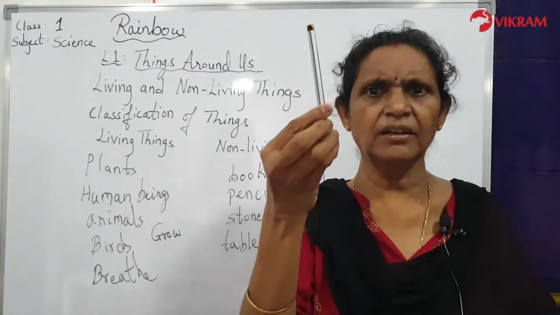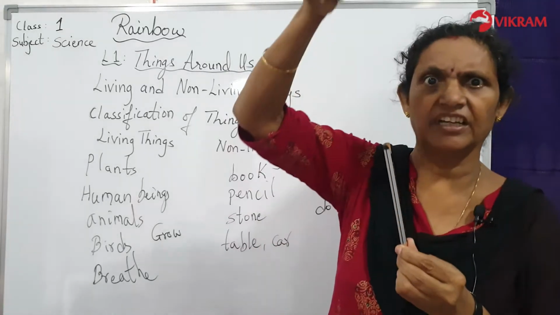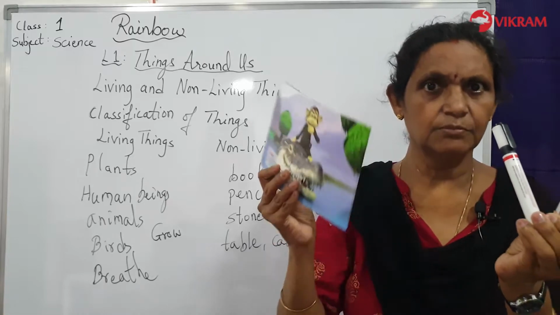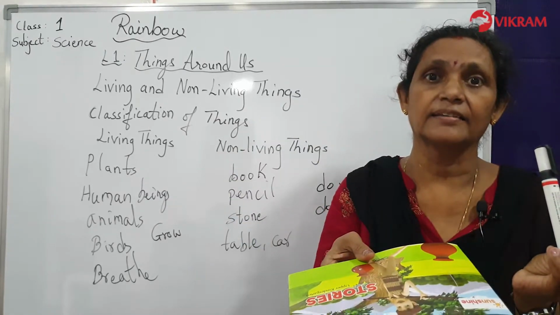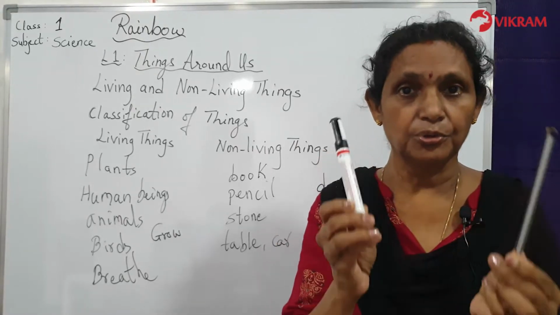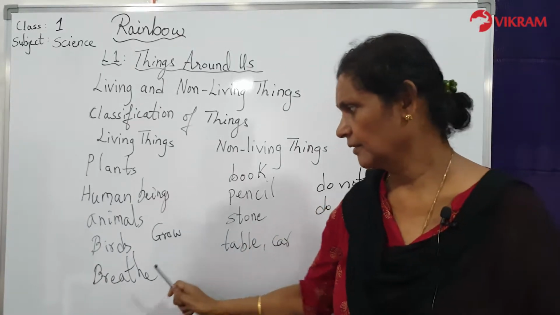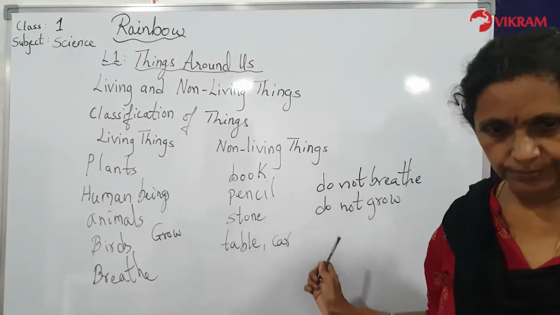Have you seen this pen grow, pencil grow, anything? Can you see this pencil growing very tall? Can you see this pen growing very tall? Can you see this book growing very tall? No, it will be the same size. This does not grow. Non-living things do not grow. So this is the second point. Breathe, do not breathe. Grow, do not grow.